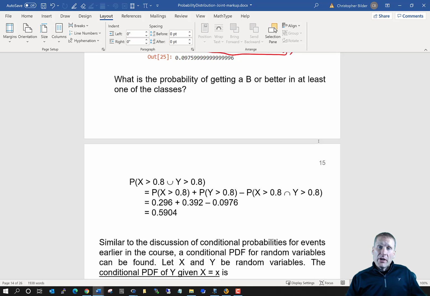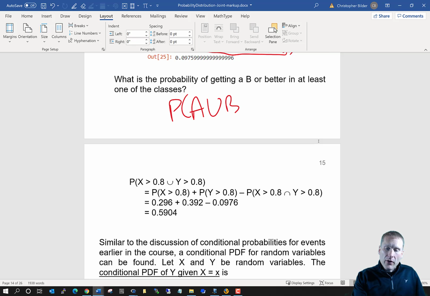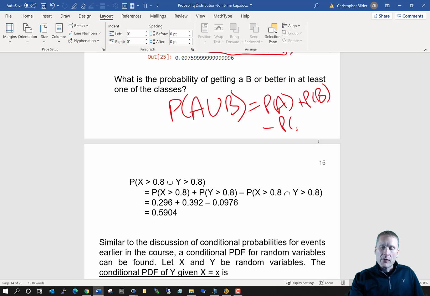Or I can get a B or better in both courses. This then corresponds to something that we talked about earlier in our course, working with unions of events. So the probability of A union B, if you remember that, is the probability of A plus the probability of B minus the probability of A intersect B.